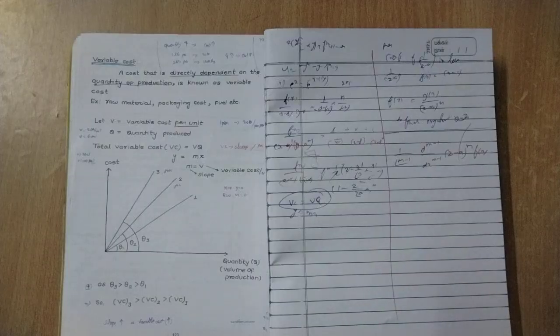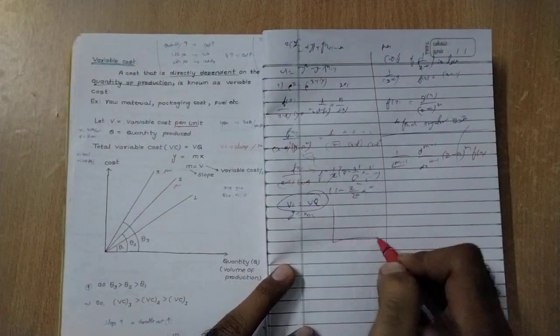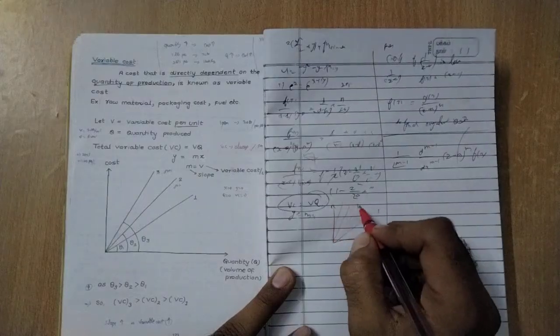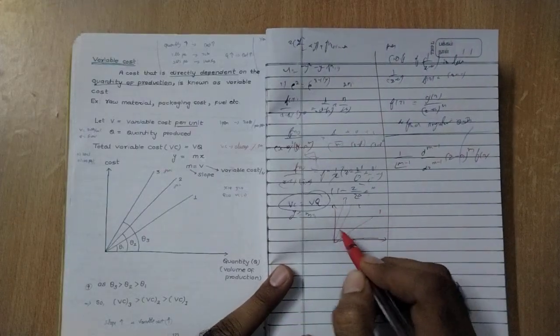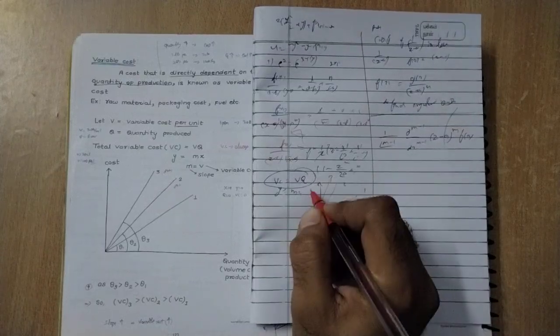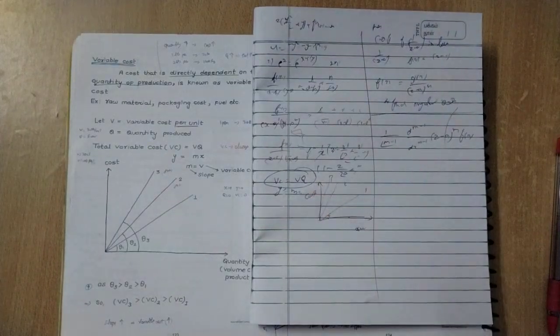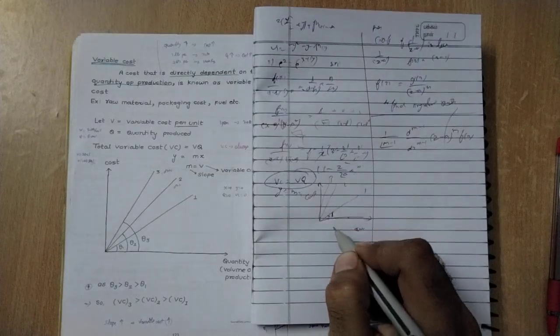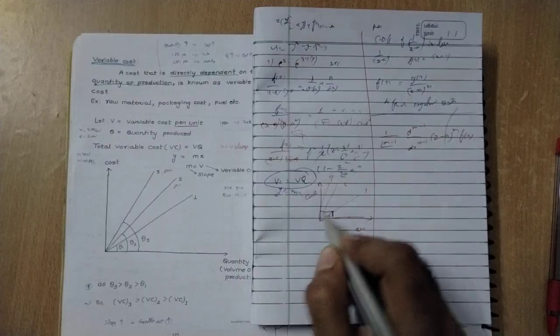So then how will the graph be? It will be like this. 1, 2, 3 means theta 1, theta 2, theta 3. You can see the slope continuously increases. This axis is quantity and this is cost. For example, the quantity is only 5, so you can see the cost is only 5 rupees.